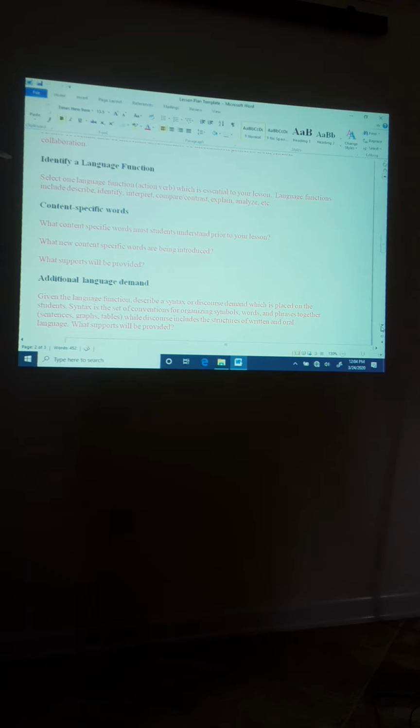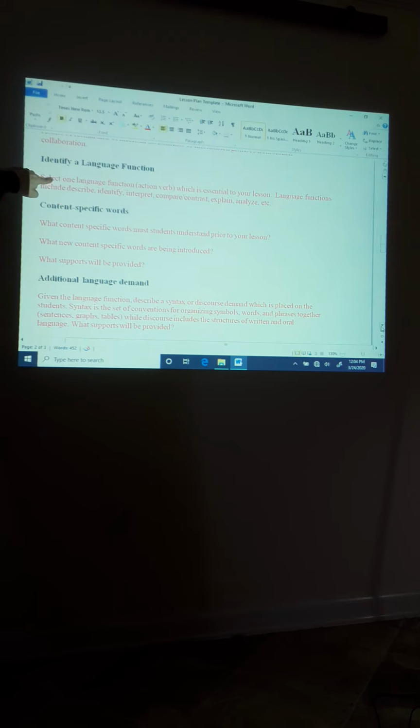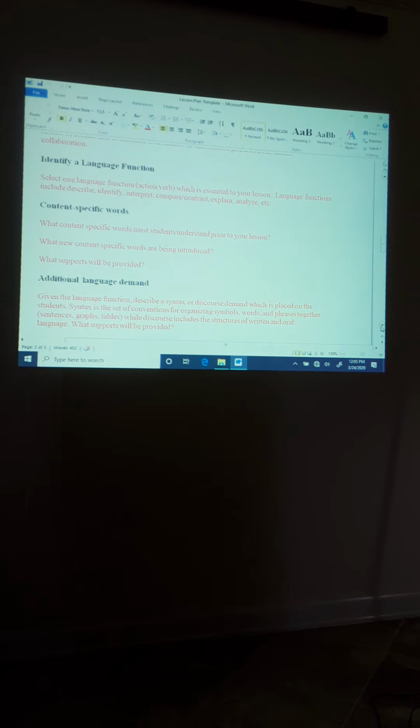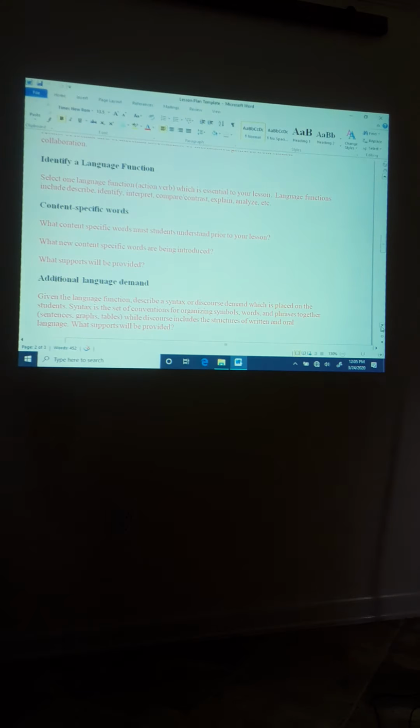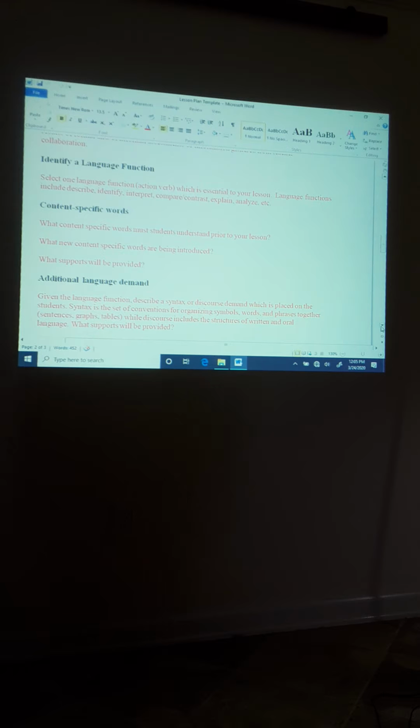But this must match your verb in your standard and your objective. That's why I've been telling you how important it is to be sure that you have that standard and objective tight. That's what goes here. Just the verb. Pure and simple.